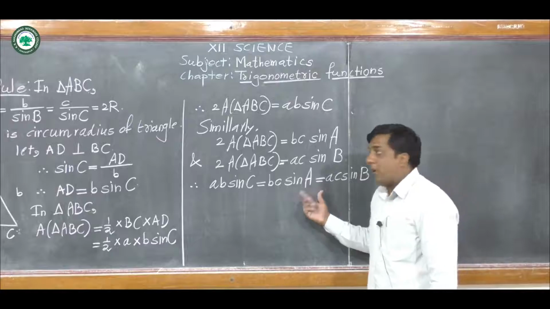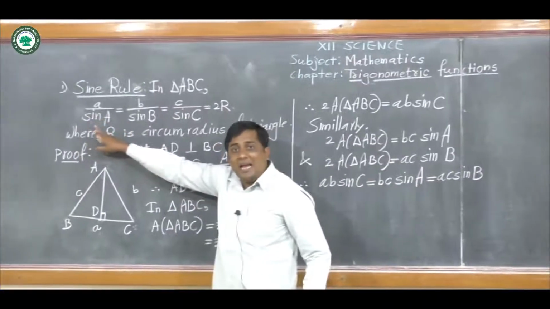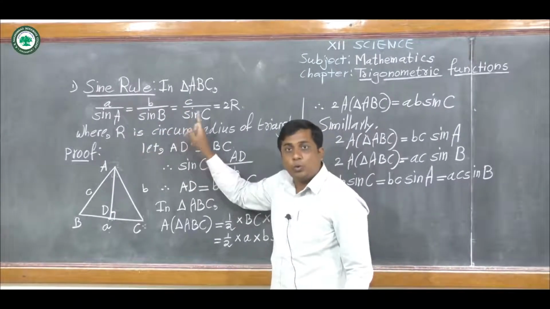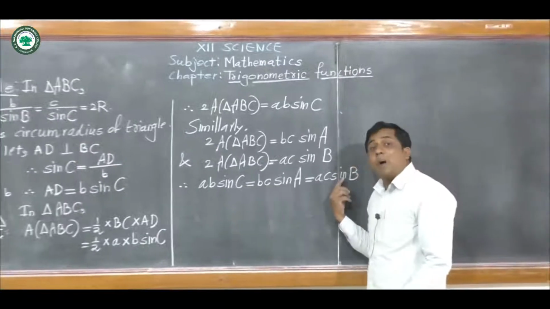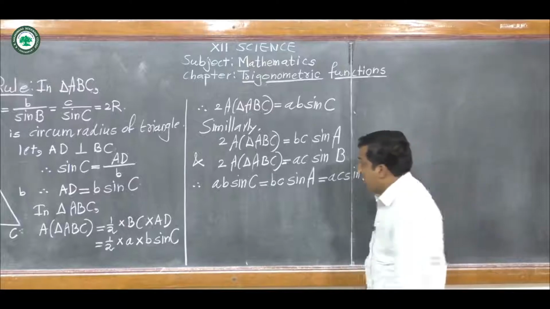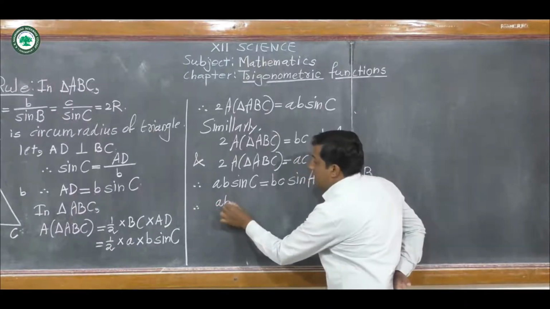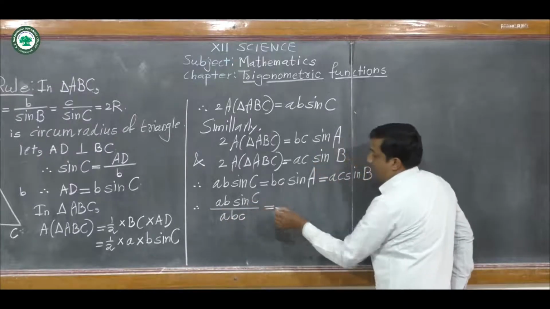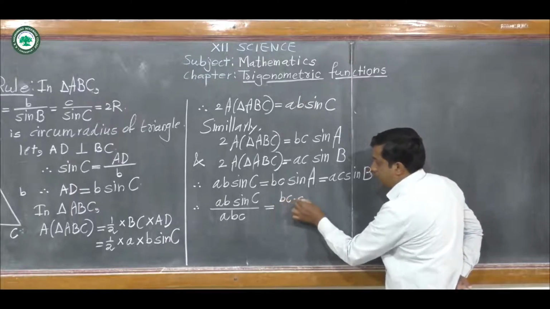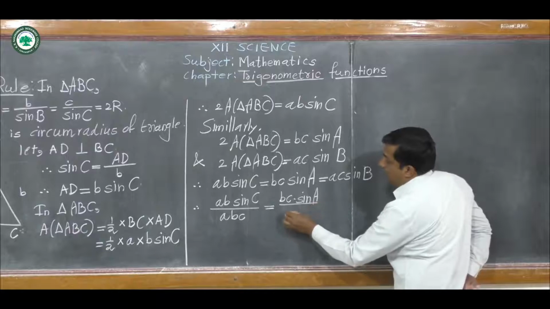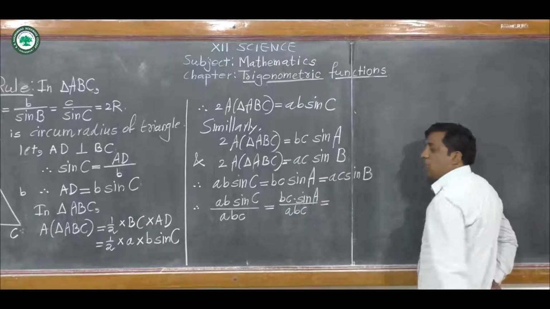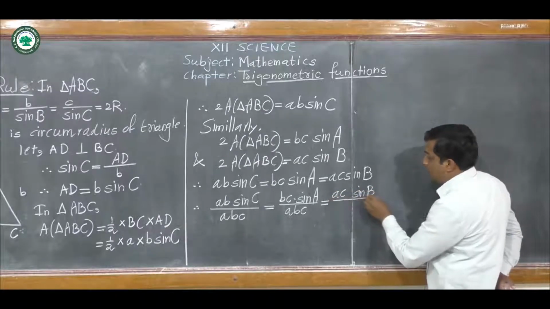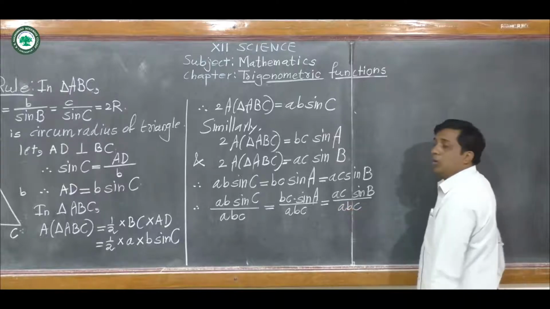Now, what do we have to prove? We have to prove, firstly, A upon sine A is equal to B upon sine B is equal to C upon sine C. And to get this, we divide each by A into B into C. Therefore, AB into sine C, divided by ABC, is equal to BC into sine A, divided by A into B into C, is equal to, in the last, AC into sine B, whole divided by A into B into C.